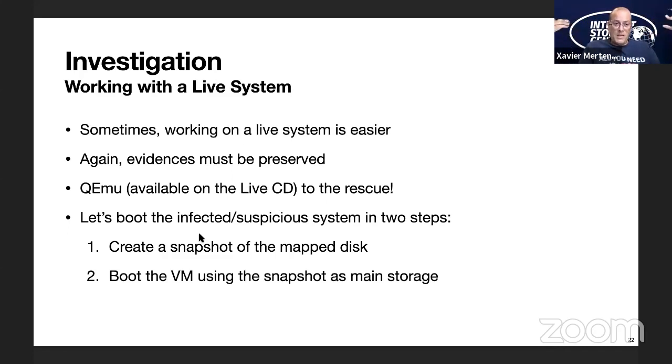So, in the next demo, I will show you how we can boot the compromised system using QEMU, always without changing any bits on the file system. So the goal is to preserve the evidence. To do this, we have to perform two steps. The first one, we create a snapshot of the disk, and then we will boot a VM using the snapshot as main storage. It means that the operating system will have a snapshot to write stuff, because when you boot an OS, it writes a lot of stuff, but you will prevent any change on the original file system.